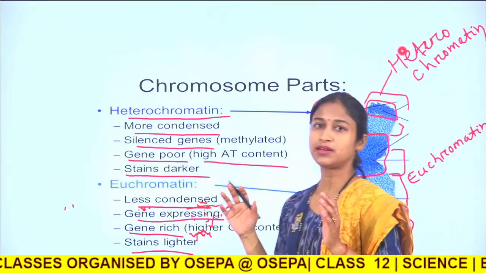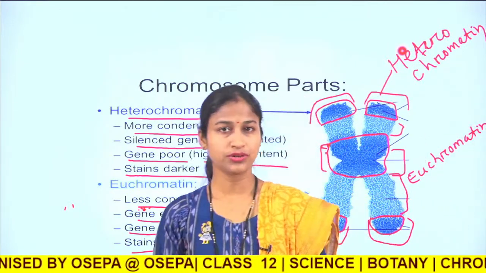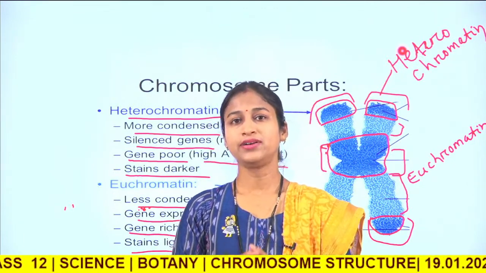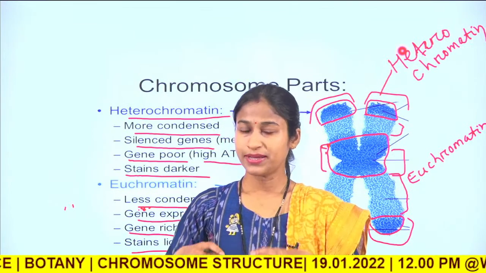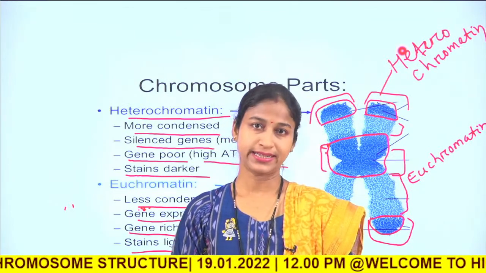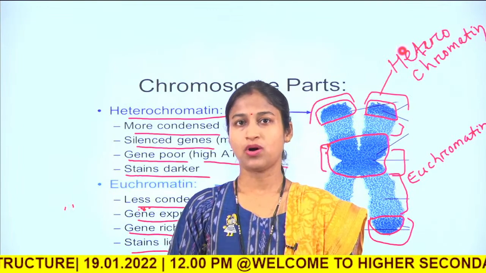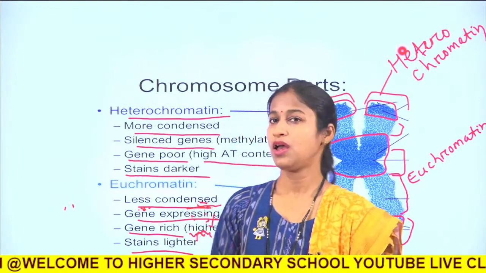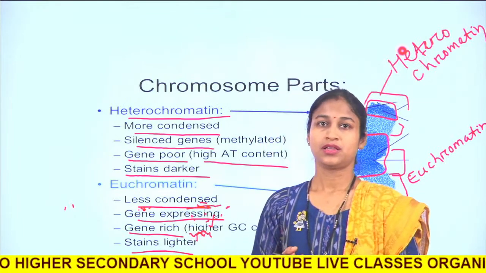So these are the concepts of the structure of chromosome, the classification of chromosome and the kind of chromatin on the basis of the kind of stain that it takes. This is all about the structure of chromosome, and here we finish the structure of chromosome.